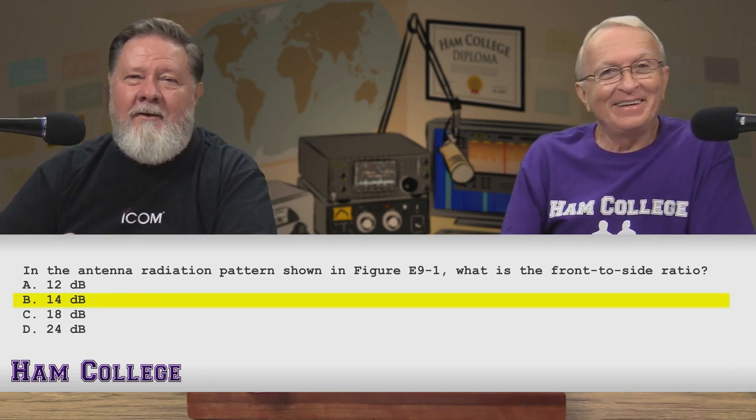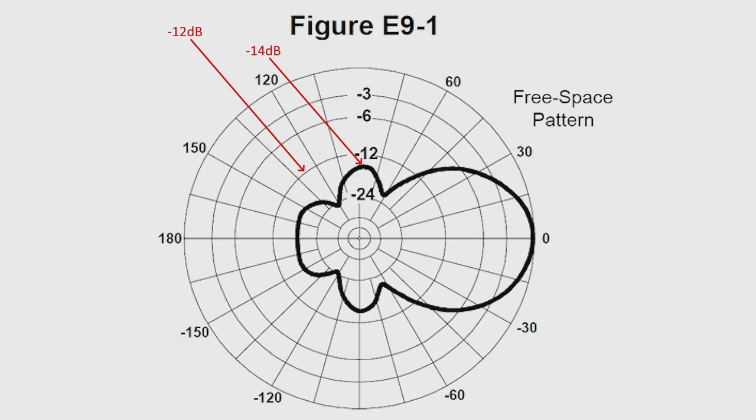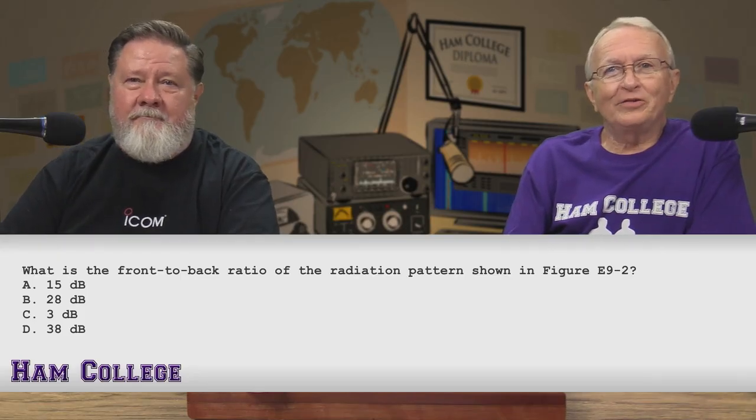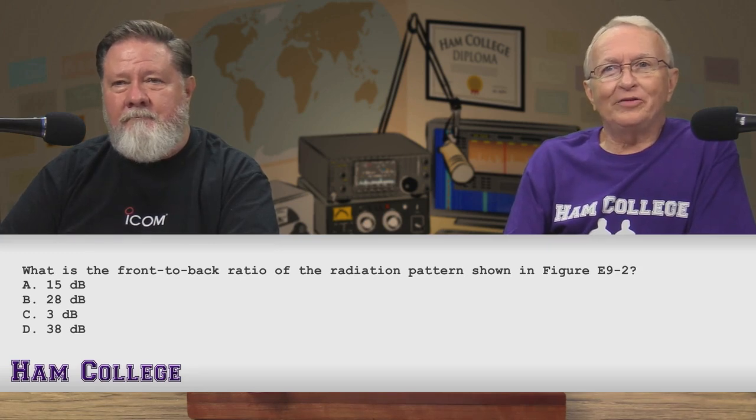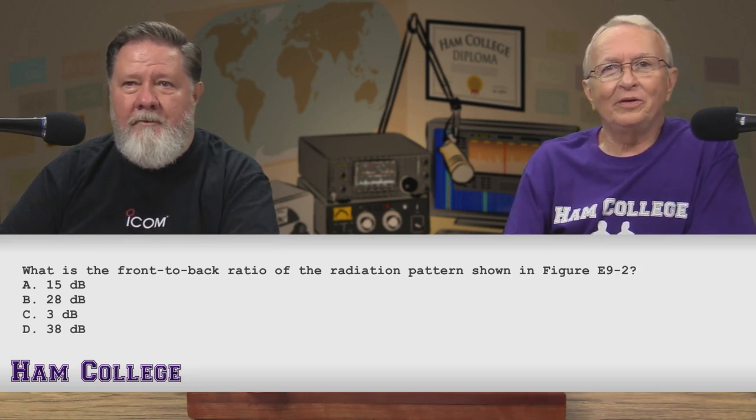So here's the explanation, and that pretty much says it all. We got the minus 12 dB circle there. We're a little bit inside of it, about minus 14. That's all you can say about that. That's plenty. What is the front to back ratio of the radiation pattern shown in figure 9-2?